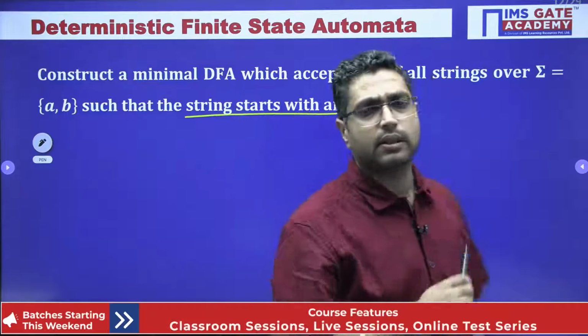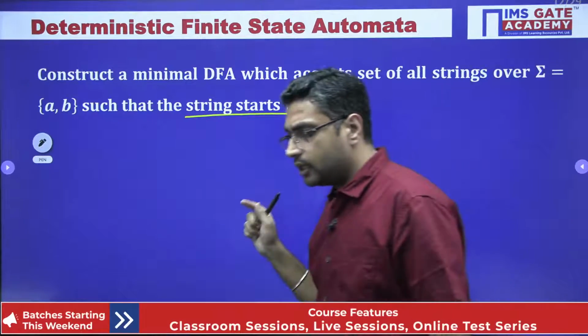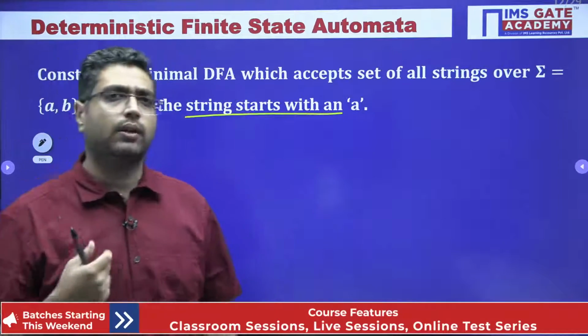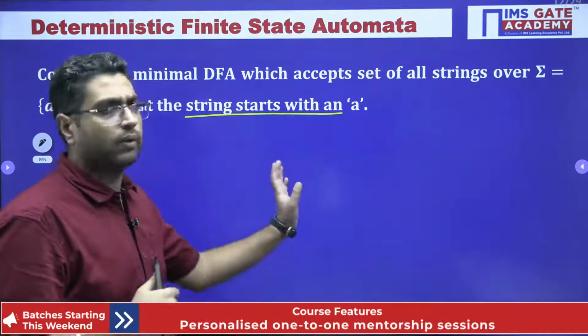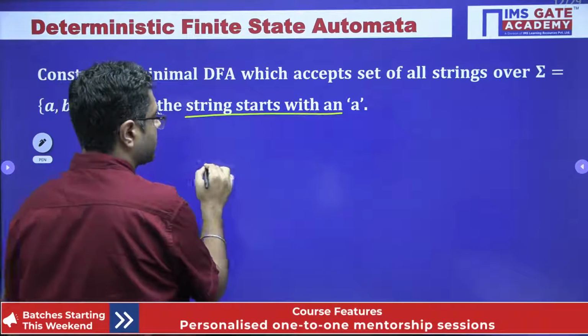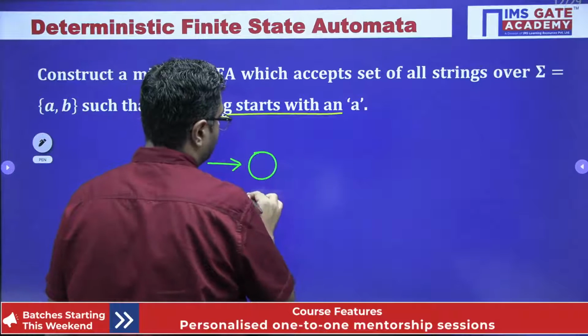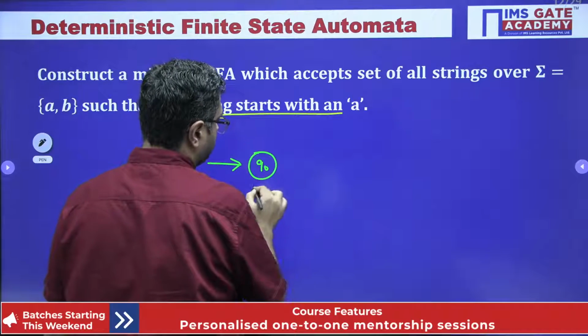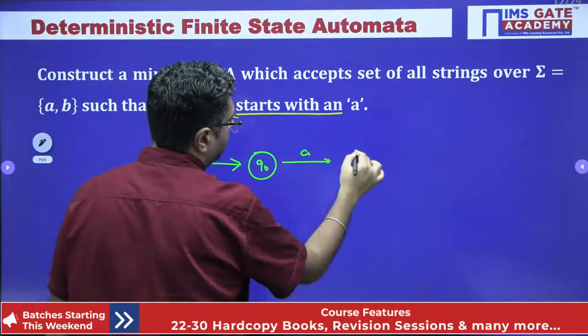I have already discussed the solution for the same. Why am I discussing this again? So as to come to a common conclusion. For this you have already drawn it. I will redraw it faster so that we don't waste much time on this example again. So when you get an a, you should go to the final state.